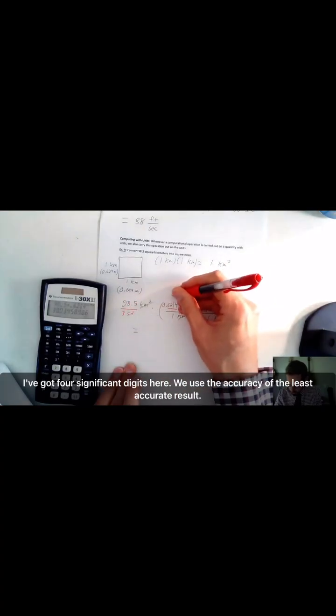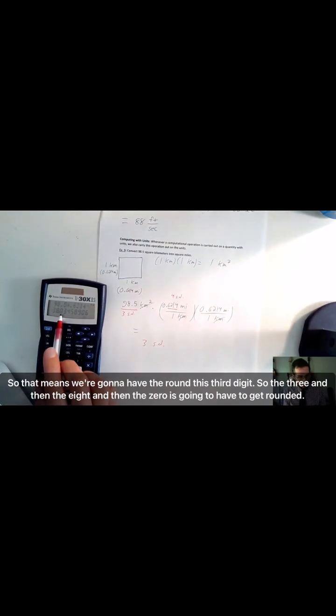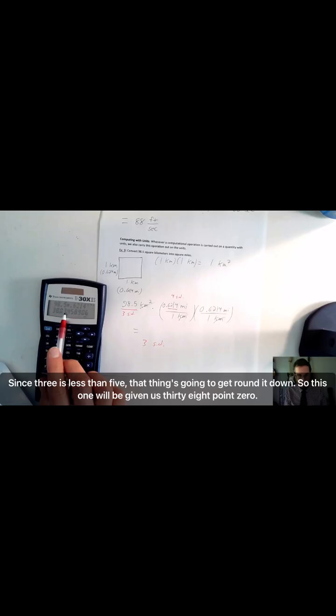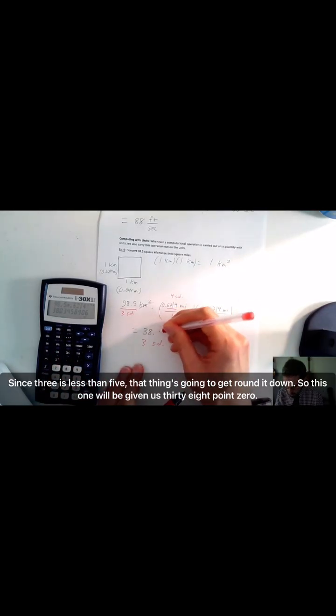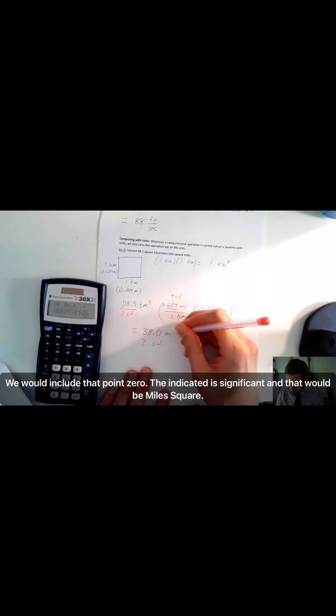Because my conversion is not an exact conversion, we do need to think about the fact that this 0.6214 has some amount of error to it. That is going to limit the accuracy of my result. I've got 3 significant digits here, and I've got 4 significant digits here. We use the accuracy of the least accurate value, so our result is going to have to be 3 significant digits. That means we round to this third digit: the 3, then the 8, and then the 0 is going to get rounded. Since the digit after is less than 5, it gets rounded down. So this will be given as 38.0. We will include that 0 to indicate it is significant, and that would be miles squared.